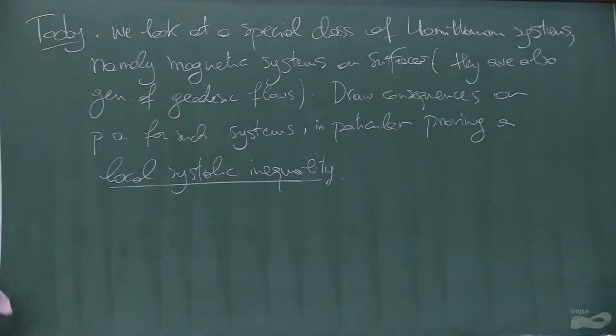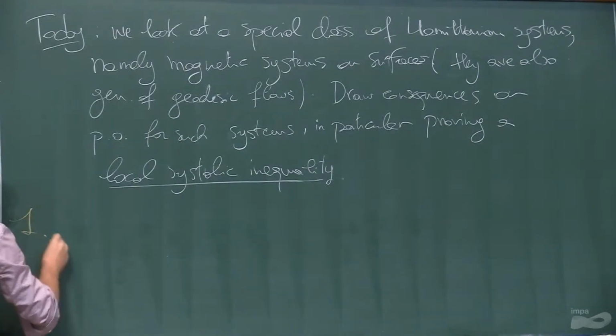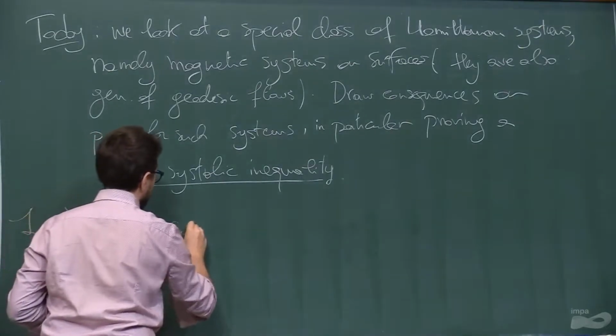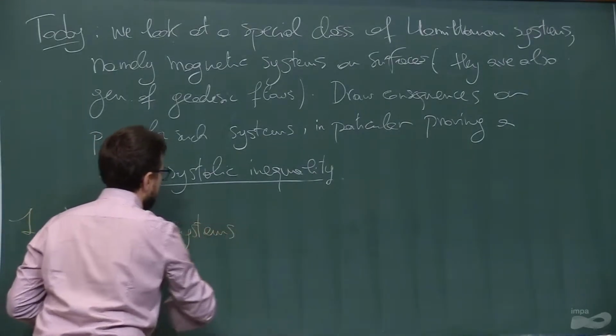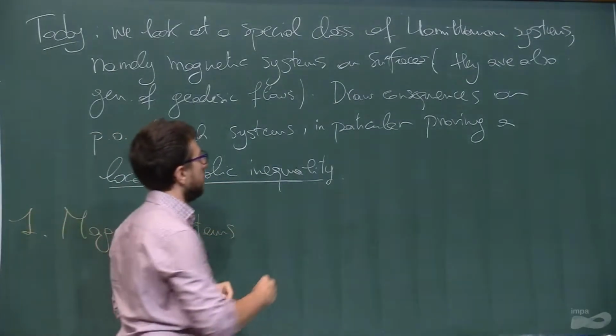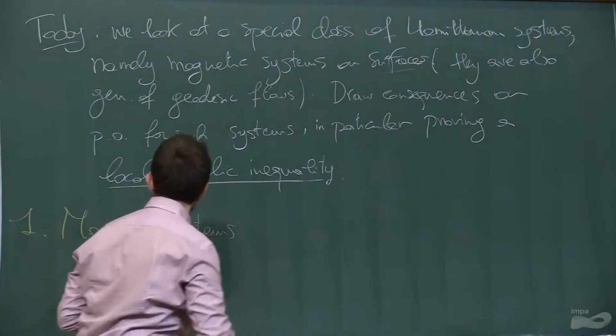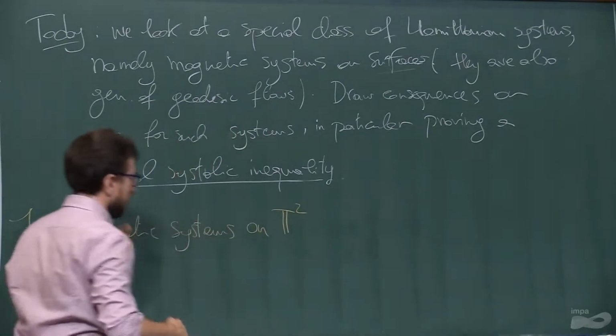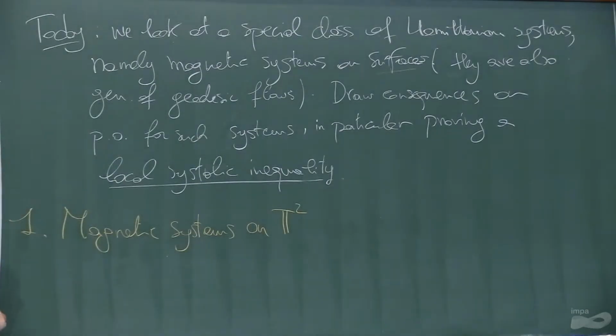Okay, so let me start then, after this introduction, with introducing these magnetic systems. And for the sake of today's talk, we will restrict our discussion to a very special type of surface, namely to the torus, so magnetic systems on T2. I will maybe say at the end what are the differences for the other cases.